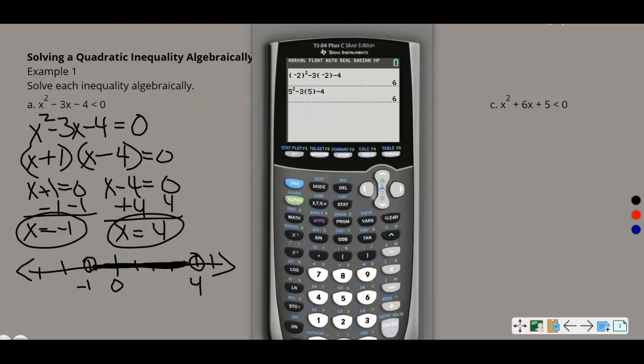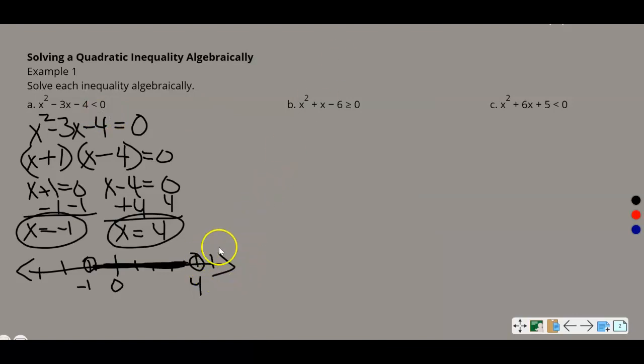6 is greater than 0 again. So this is not part of the solution. This over here is not part of the solution. So the solution set would be all the numbers in between -1 and 4. So those x values, if you plug these x values in, they will give you a number greater than 0.